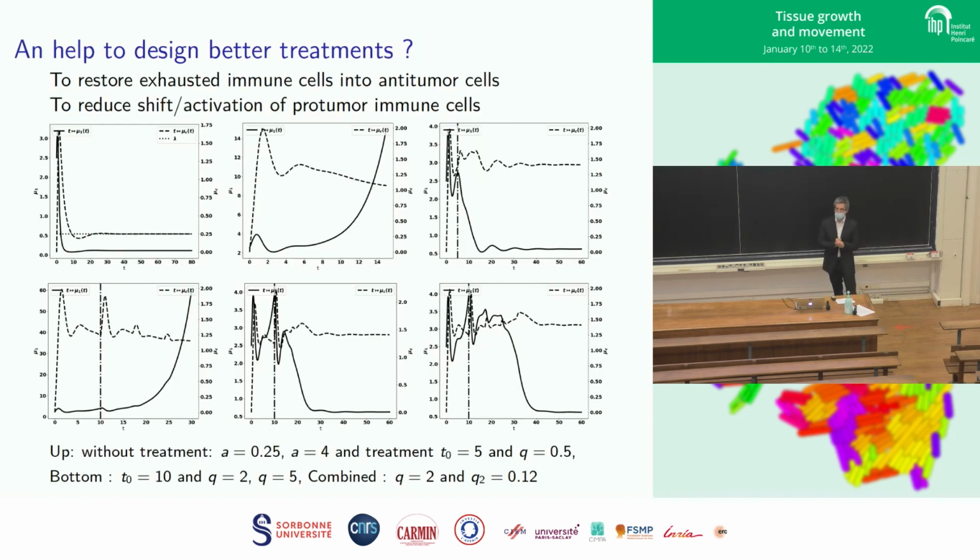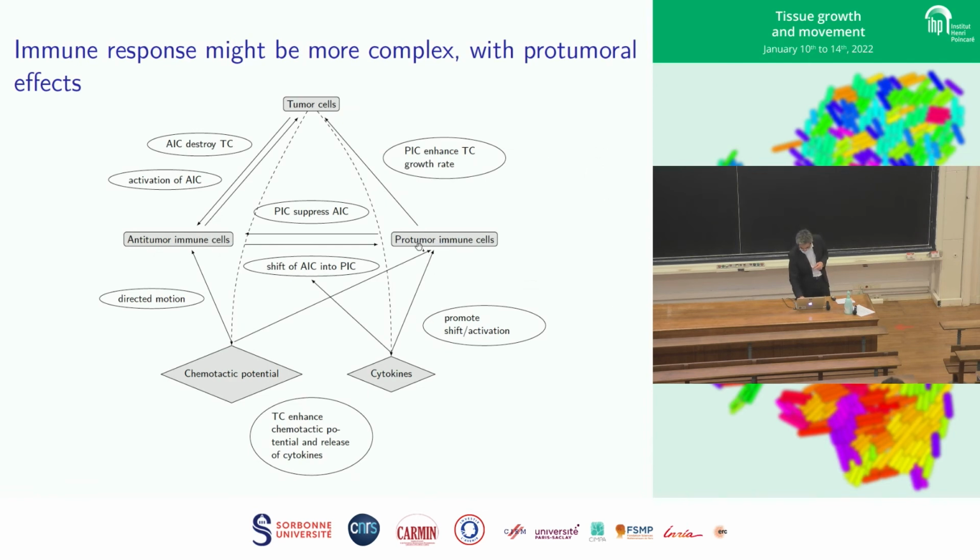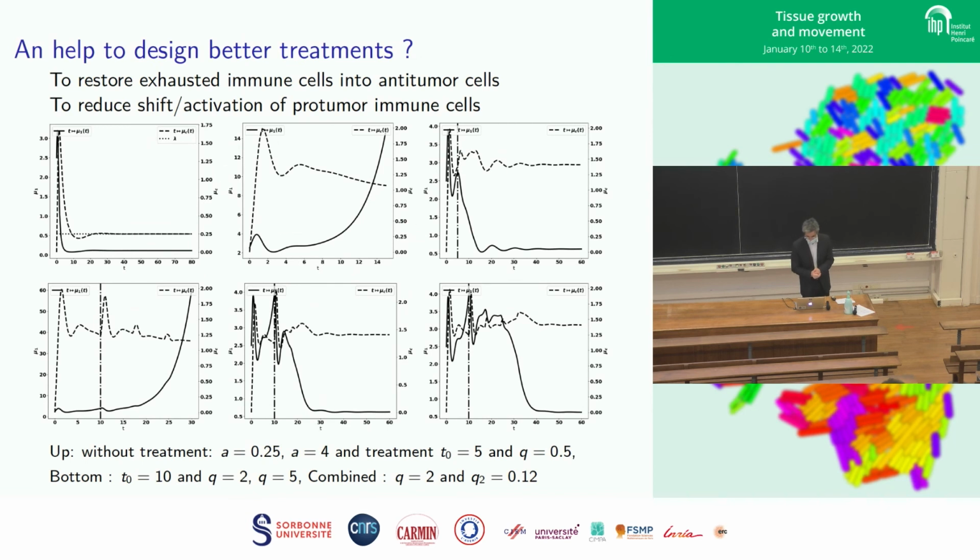What do we do with this complicated equation? What is interesting is to decide whether or not what we are doing can help in designing better treatment. We are really far from that due to a lack of data, but at least it can guide the intuition. And there are two main ways to design treatments. One is to reduce the activation of the pro-tumor cells, to reduce this arrow which is here. So we have fewer pro-tumoral cells, which is good for the situation.